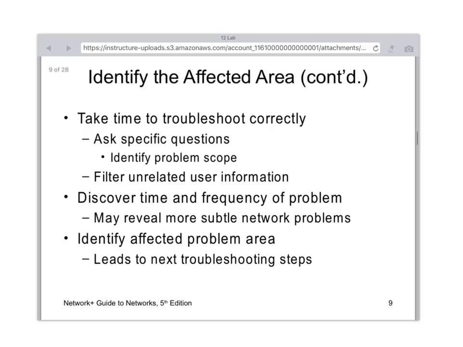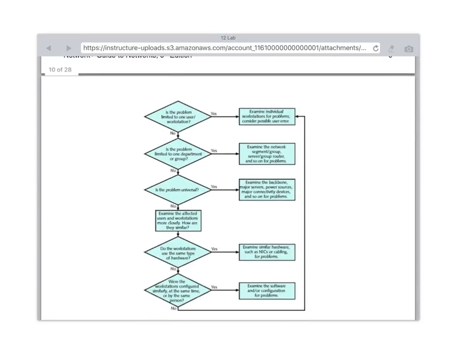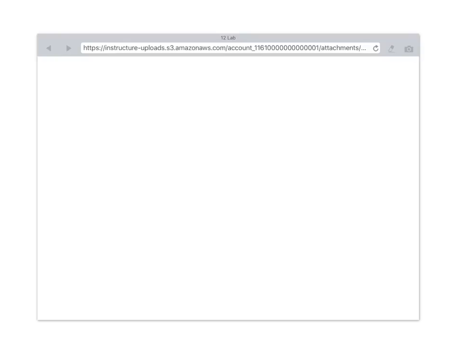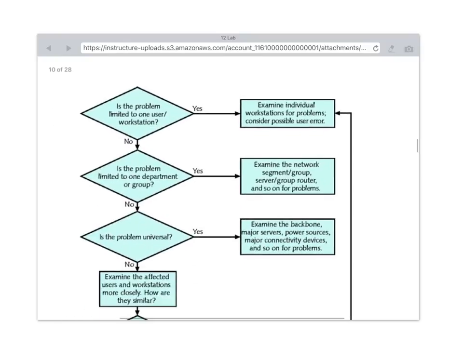Discover the time and frequency of problems, which may reveal more subtle network problems, like the Cat5 not plugged in. Identify affected areas, which leads to the next troubleshooting steps. So here's a kind of a diagram of troubleshooting on the pyramid. Is the problem limited to one user or workstation? Yes. Okay, examine individual problems, consider possible user error, a Cat5 cable being unseated.